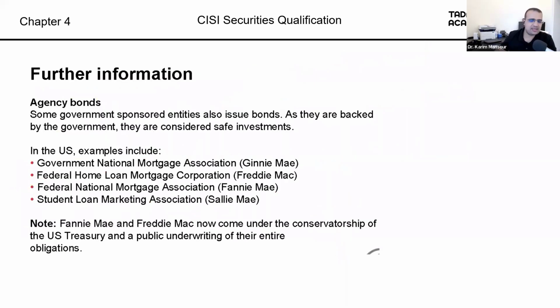So just a quick note about agency bonds in the US. Of course, we said the Government National Mortgage Association, the Ginnie Mae, the Federal Home Loan Mortgage Corporation, the Freddie Mac, the Federal National Mortgage Association, the Fannie Mae, and of course, the Sallie Mae student loans. That's all you need to remember, just their names. I don't think you are going to be questioned much about them in the exam.